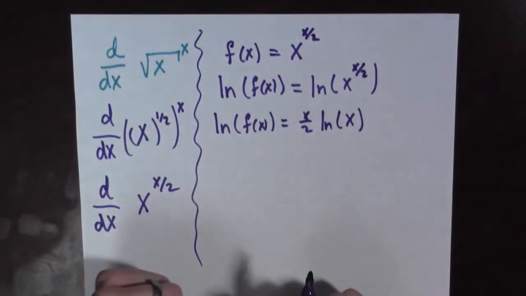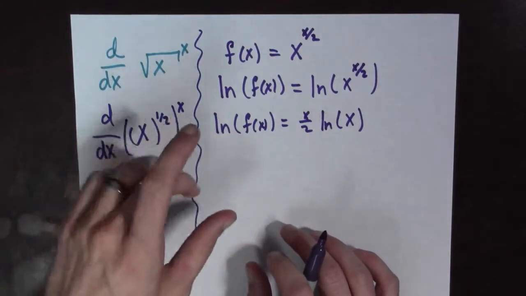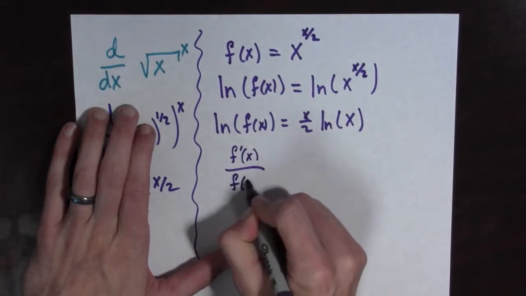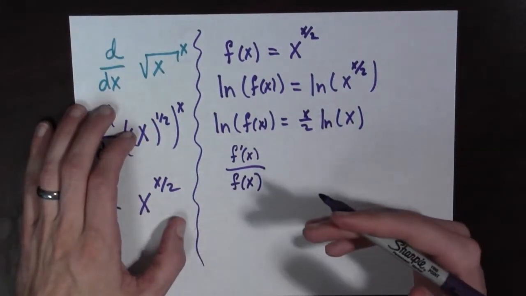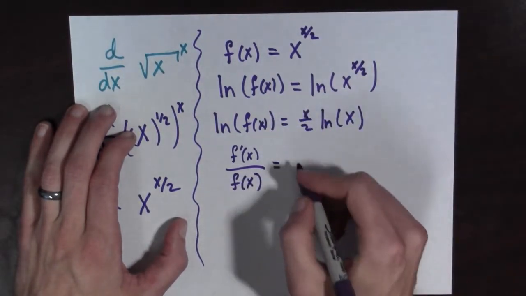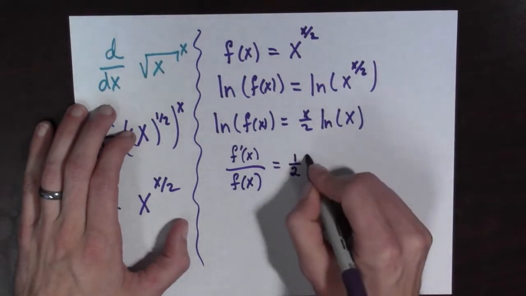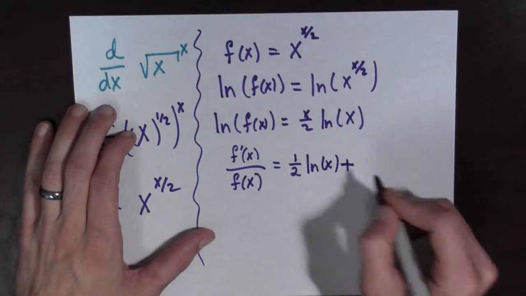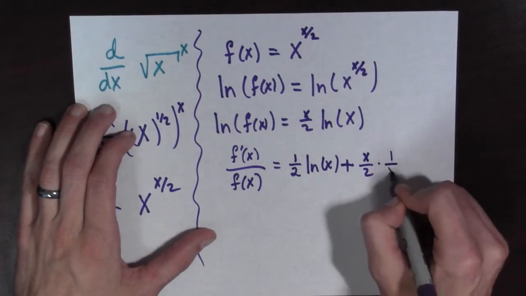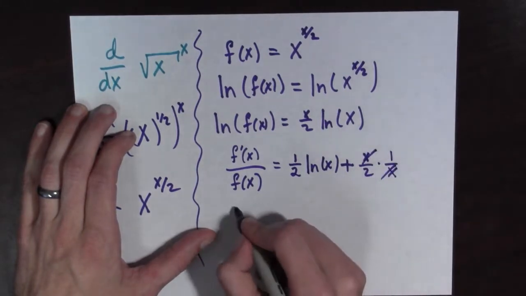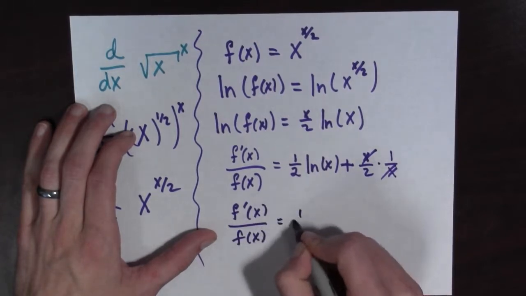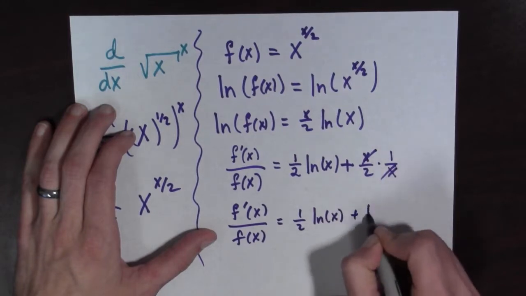And so now I'll differentiate both sides. And the left-hand side I'll differentiate using the chain rule, and I get f prime of x over f of x. On the other hand, the right-hand side, what happens is I have to use the product rule. And so the derivative of x over 2 is 1/2 times natural log of x. Now I add this to x over 2 times the derivative of natural log of x, which is 1 over x. Now these x's cancel, and I'm going to obtain f prime of x over f of x is equal to 1/2 natural log of x plus 1/2.